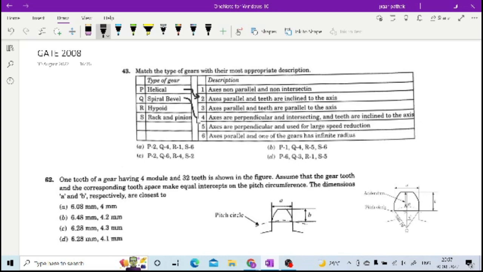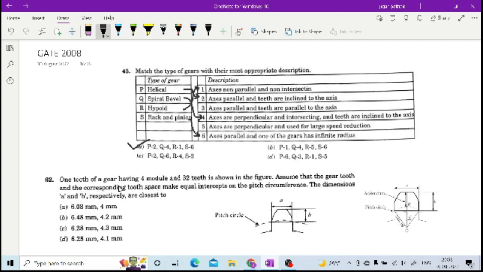For spiral bevel, axes are perpendicular, right? And intersecting, and teeth are inclined. So in that bevel you are having this spiral bevel and zero bevel and other variations. So for R it is actually hypoid, it is non-parallel, non-intersecting axis, right? And for rack and pinion, axes are parallel and one of the gears has infinite radius, that we have seen earlier. So A is the correct answer.